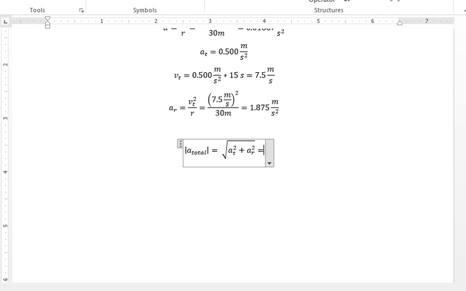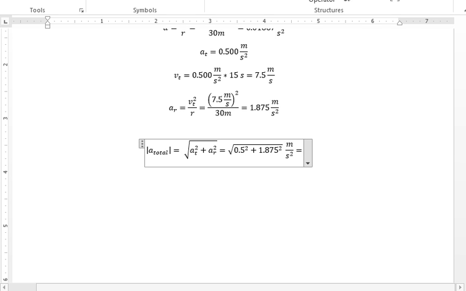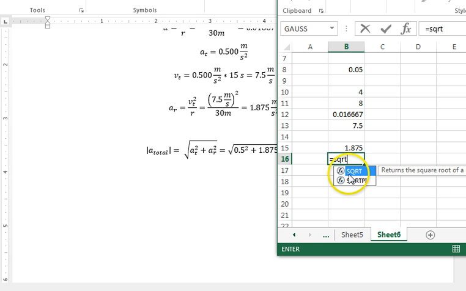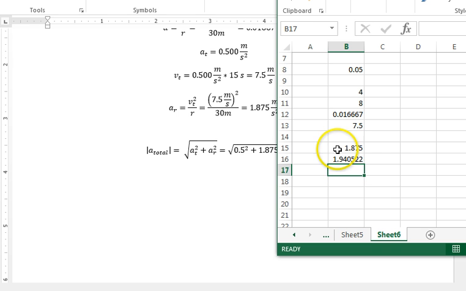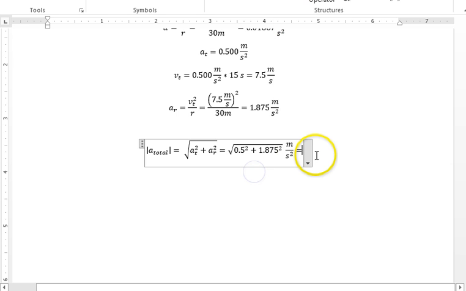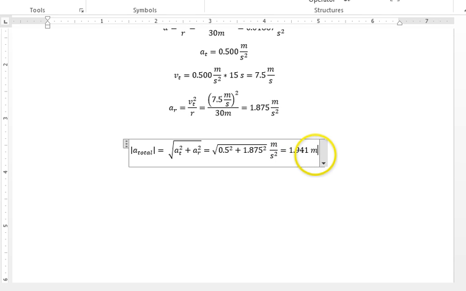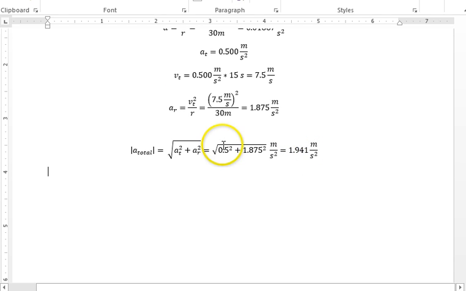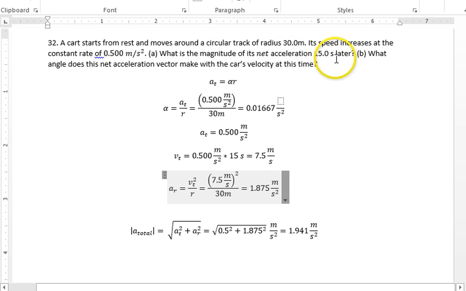equals the square root of 0.5 squared plus 1.875 squared. I'm going to stick the units out here, meters per second squared. Square root of 0.5 squared plus 1.875 squared is 1.941, we'll call it 1.941 meters per second squared. So that is the magnitude of the acceleration after 15 seconds.